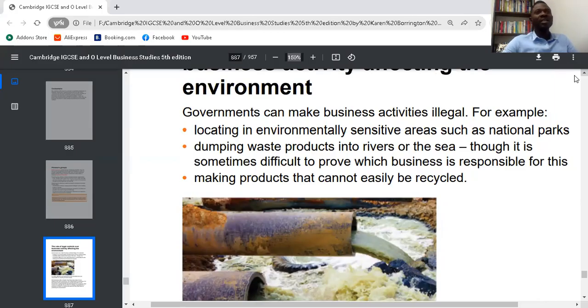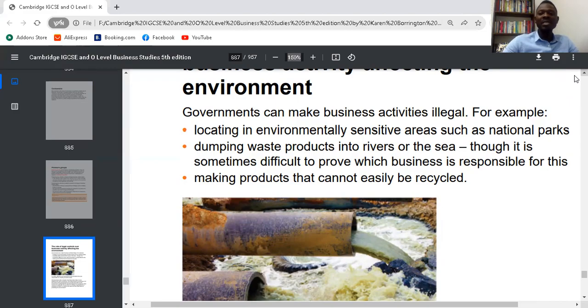For government, they own the society. When governments feel like you are pushing them to the corner, they come up with a law. And when there's law, nobody is above the law. So when they come up with these legislation, these regulations, you going against it puts you in a bad situation. Do you understand? So government can make business activities illegal.